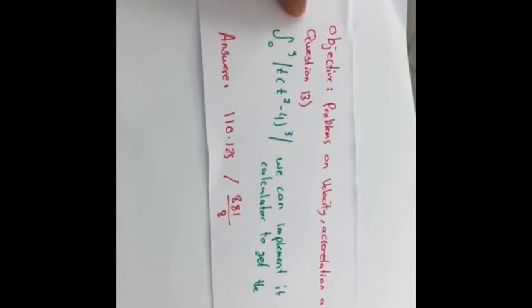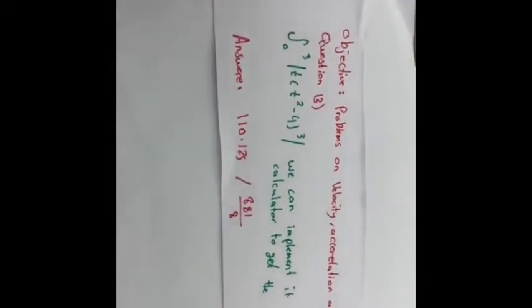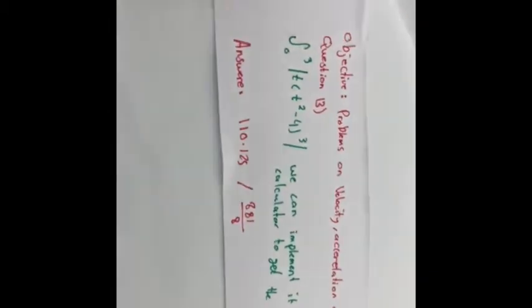Here again with another objective: problems on velocity, acceleration and displacement. This question is pretty simple and you can do it very fast. I did it twice, but here there's a different way. Question 13. Since they only want you to get the velocity, acceleration or displacement, you can do it just by doing the integration. No need to do u substitution because it doesn't ask for it. But if it wants you to, you need to do the substitution. The integration is from 0 to 3 of the absolute value, since it wants the total distance. We just get it by calculator, and you'll get 110.125 or 881 over 8.